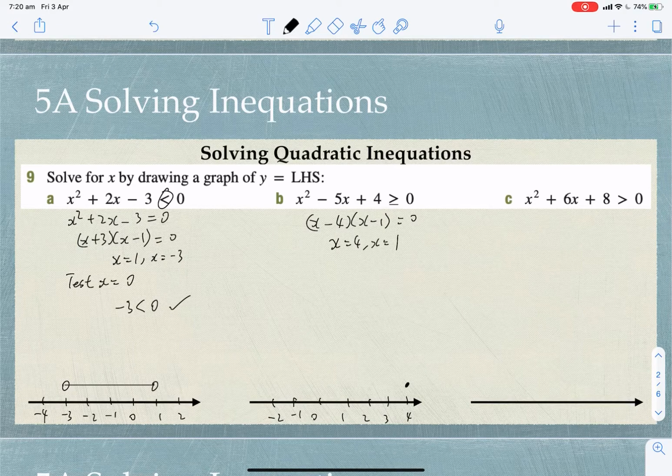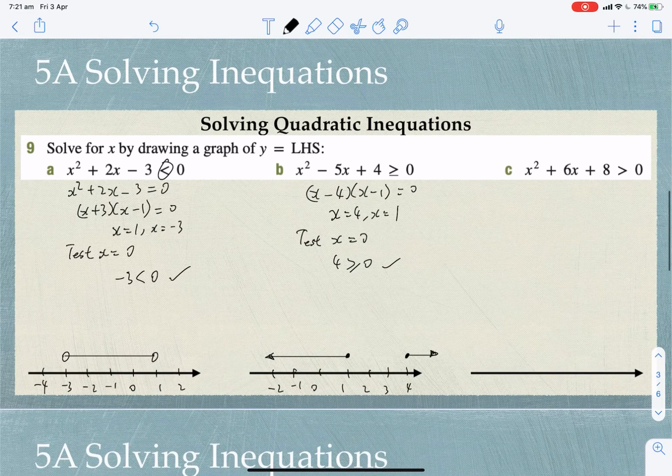Okay, 4 and 1. Now you can also test 0, because if it's correct, that means it's on the outside. Okay, so 4 is larger than or equal to 0, so that's correct. So that is on the outside, and the outside, that's okay. I'm pretty sure you can do the last one on the right. I'm not going to go through this one here.